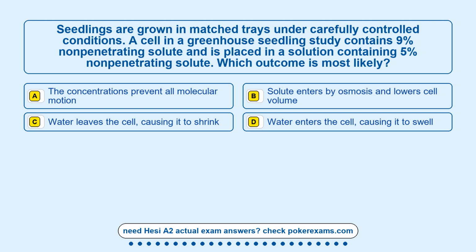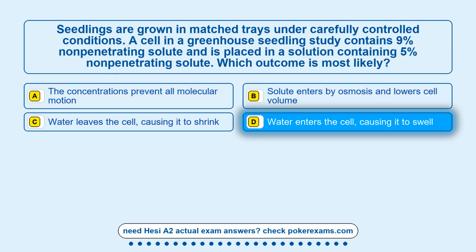Option A. The concentrations prevent all molecular motion. Option B. Solute enters by osmosis and lowers cell volume. Option C. Water leaves the cell, causing it to shrink. Option D. Water enters the cell, causing it to swell. The correct answer is option D. Water enters the cell, causing it to swell.